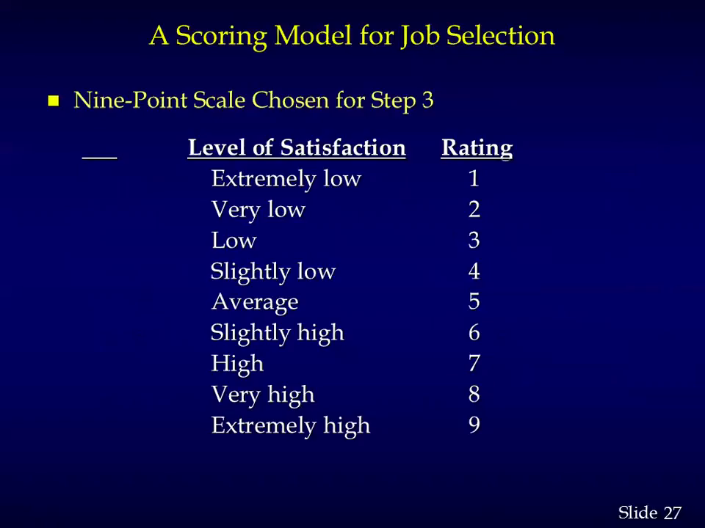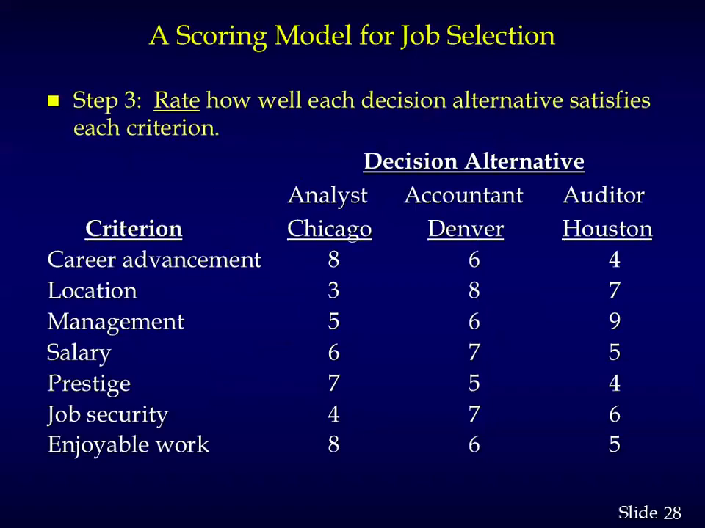Now for the other one, we're giving a rating of 1 to 9. Again, it varies. You can use 9 point there also, you can use 5. Extremely low is 1, extremely high is 9, and average would be 5. So here are the ratings for each of them. The analyst in Chicago gets a rating of 8 in terms of career advancement, 3 in terms of location. Here, Denver is the preferred location. Management style, the Houston auditor is preferred.